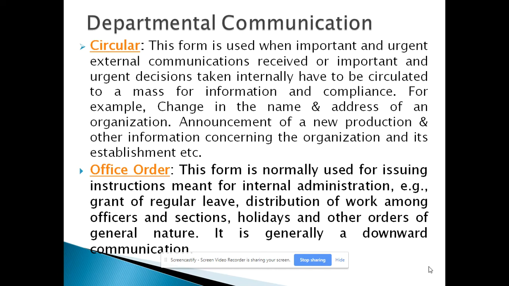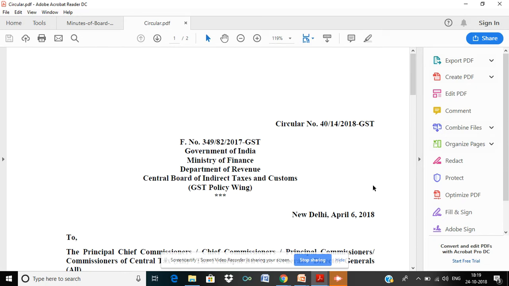To start with the circular, this form is used when important and urgent external communications received, or important and urgent decisions taken internally, have to be circulated to a mass for information and compliance. For example, change in the name and address of an organization, announcement of a new production, and other information concerning the organization and its establishment, etc.